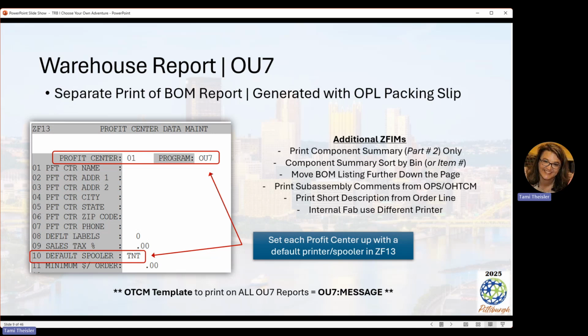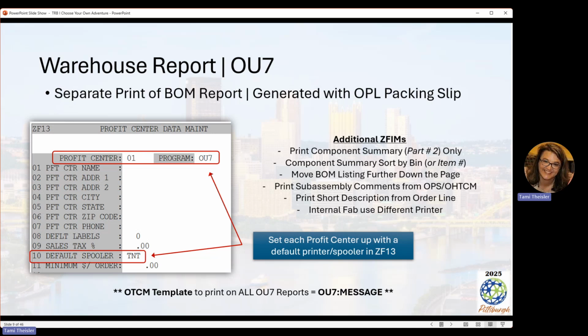If it's useless and you just want that summary. You also have one for whether or not you want the component summary to sort by bin location or by item number. So you have the ability to control that. I know that for some of our customers, the packing slip is in one order and they want this OU7 to be in the other order.